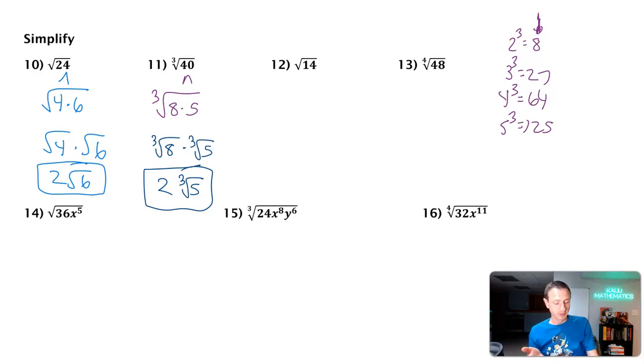So for number 12, square root of 14, this is 2 times 7. 2 is not a perfect square. 7 is not a perfect square. 14 times 1, nothing. So there are no perfect squares. So the answer to this one is just square root of 14. I cannot do anything with that. There's no perfect squares.